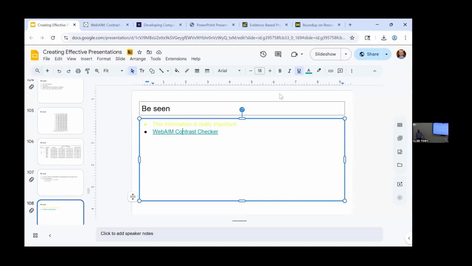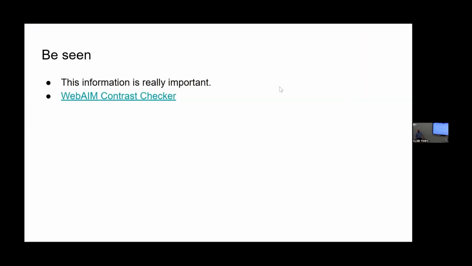Okay, so changing it to black is going to be a lot better. Oh, there we go.